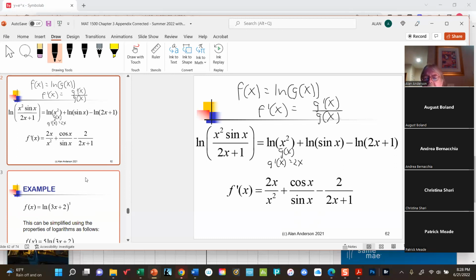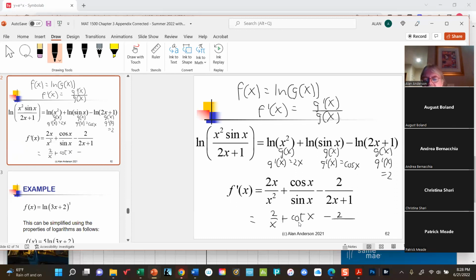For this one, remember that the derivative of the sine of x is simply the cosine of x. And so this ratio, g prime of x over g of x, gives me cosine of x over sine of x. And then here, if this is g of x, g prime of x is just 2. So 2 over 2x plus 1. Now, of course, if you want to simplify it a little, you can do so. Like, for example, this could be rewritten as 2 over x. This is actually the cotangent of x. This one can't be simplified, but the way it's written now, it's fine.